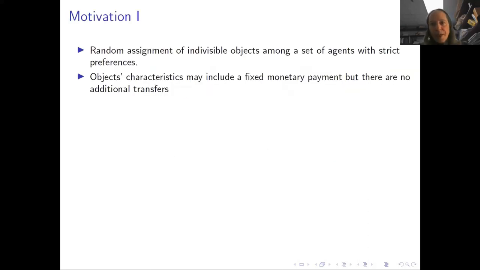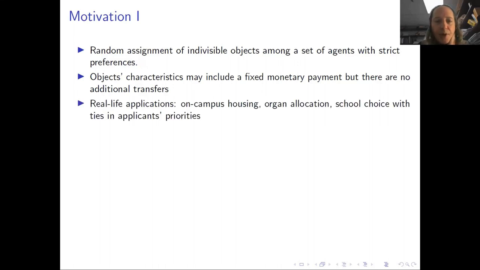Okay, so what we are considering is random assignment of indivisible objects with strict preferences. Everybody wants to have at most one object, and has a strict preference. Any object might have a fixed monetary payment, but you cannot change it. And there are many real-life applications, like on-campus housing organization.